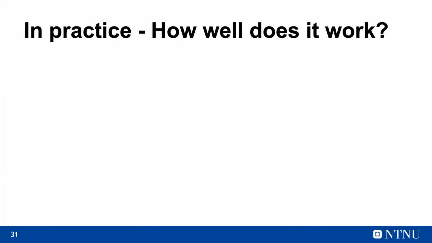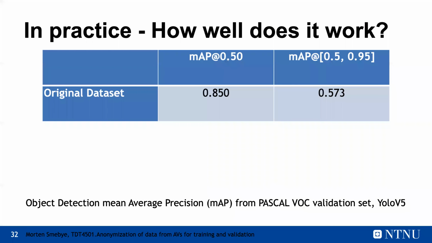Going back to our use case, again, it is to collect data in the streets of Trondheim and use this data for computer vision research. We had a master's student that looked at this last year, and he took the Pascal VOC dataset, which is an object detection dataset, and trained a model on it, specifically the YOLO5 model. And these are the mean average precision that he achieved.